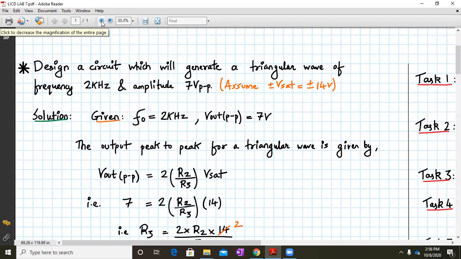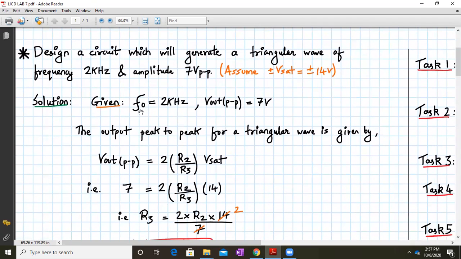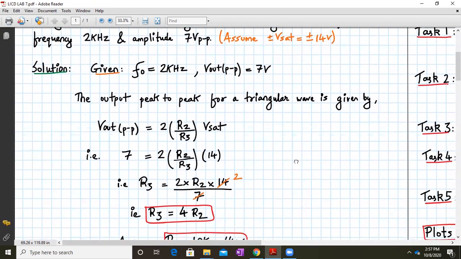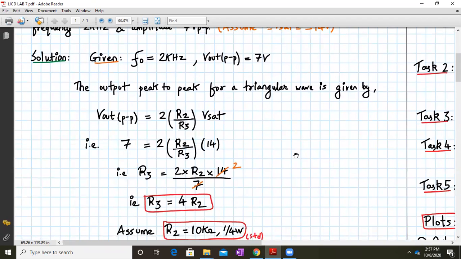Design a circuit which will generate a triangular wave of frequency 2 kilohertz and amplitude 7 volts peak to peak. We can assume the value of plus or minus Vsat as plus or minus 14. So accordingly, you can select the value of VCC and VEE. Okay, so the given data is f0 equal to 2 kilohertz and Vout peak to peak equal to 7 volts. Now the output peak to peak value for a triangular wave is given by Vout peak to peak is twice R2 upon R3 into Vsat.